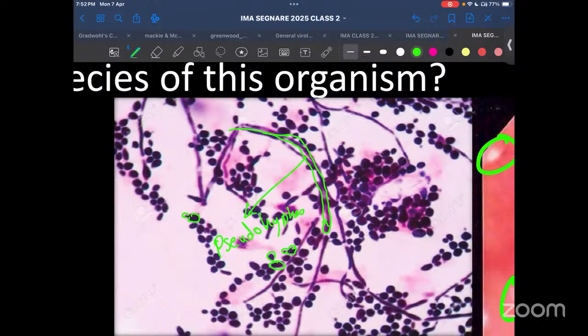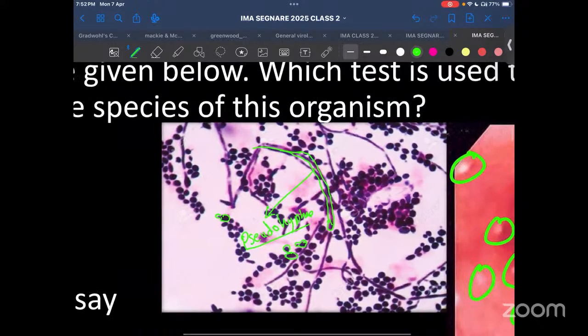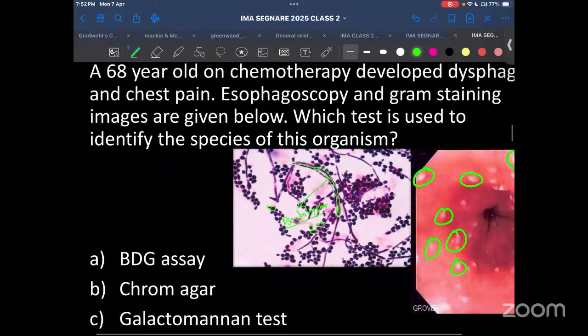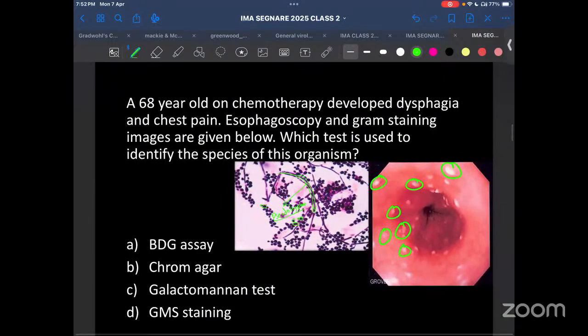So, a gram positive budding yeast cell with pseudohyphae. This is Candida. Okay, so this is Candida. And now how do we speciate Candida? There are different species of Candida: Candida albicans, then non-albicans Candida like Candida krusei, Candida glabrata, Candida dubliniensis. A lot of Candida are there. How do we speciate Candida?